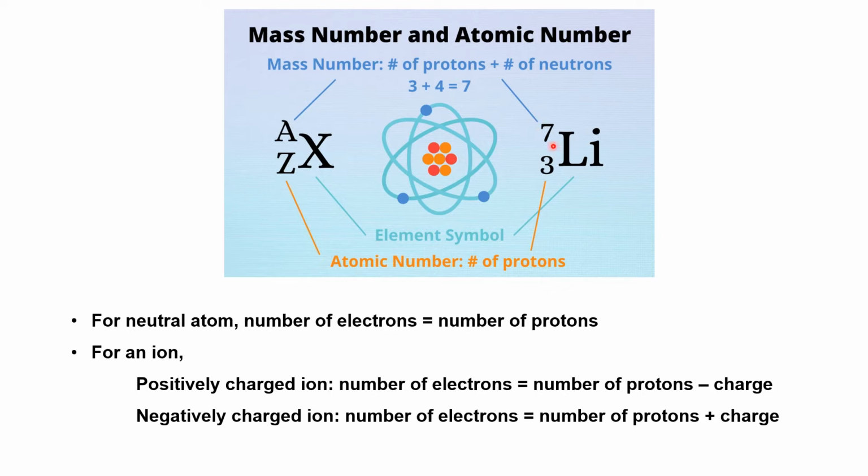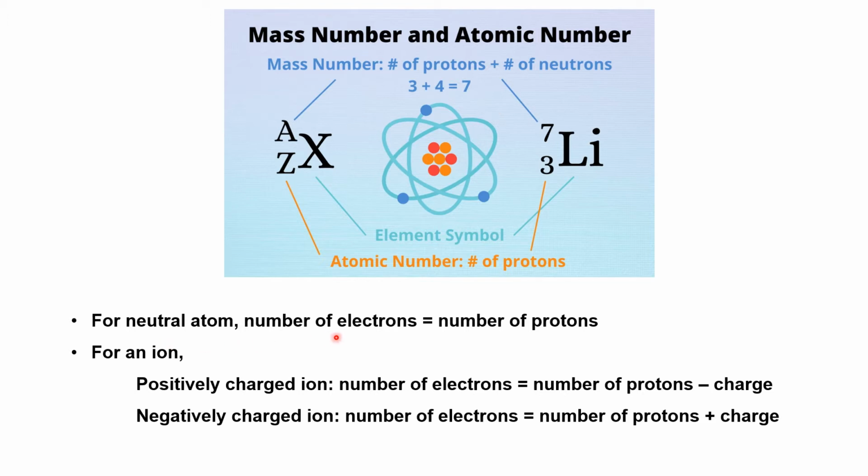And this superscript is 7. The superscript is the mass number, and it is the sum of protons and neutrons. An atom is composed of electrons, protons and neutrons. The number of protons is the atomic number, and the mass number is the sum of the number of protons and the number of neutrons. From the atomic number we know the number of protons is 3. The mass number is 7, so we can calculate the number of neutrons, which comes out to be 4.